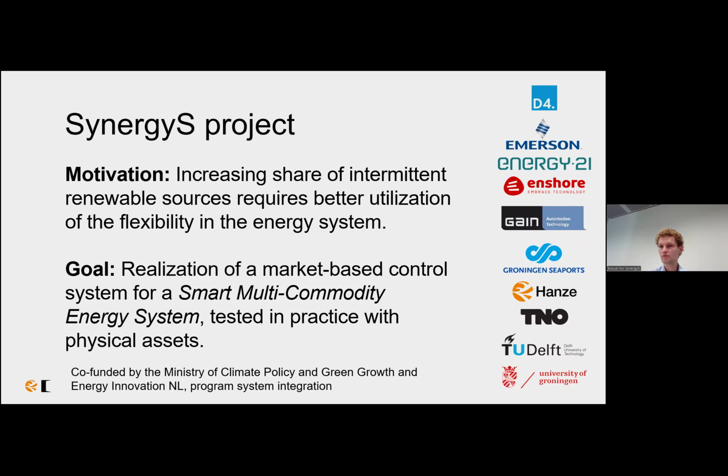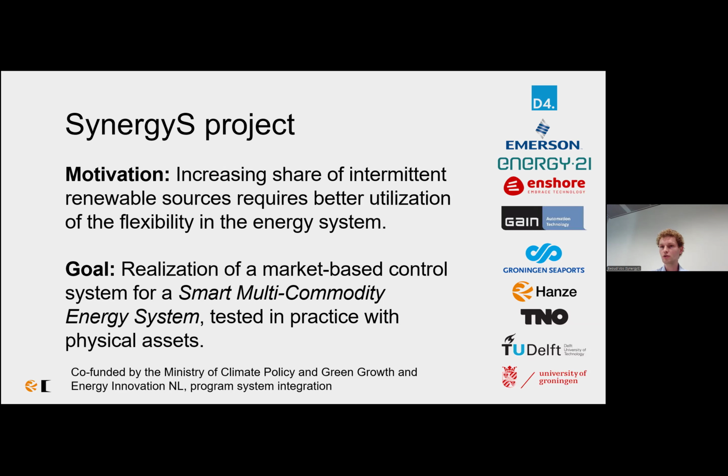So the Synergies project, briefly, what have we been doing? And I say have been doing because we finished the project in December last year. So this project is finished by now. The motivation for this project has been that we see an increasing share of intermittent renewable sources that require a better utilization of the flexibility in our energy systems. These intermittent renewable sources can be controlled to a lesser extent than the traditional power plants that we see. And in this project, we have checked how we can better utilize the flexibility which is inherent to a system.